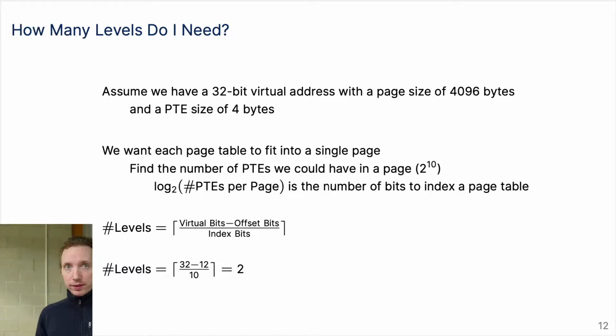But if it was a 33-bit virtual address, then we'd have 21 divided by 10, which would be 2.1. So we'd have to round up, and we'd need a 3rd level of page tables, which of course would make everything slower.